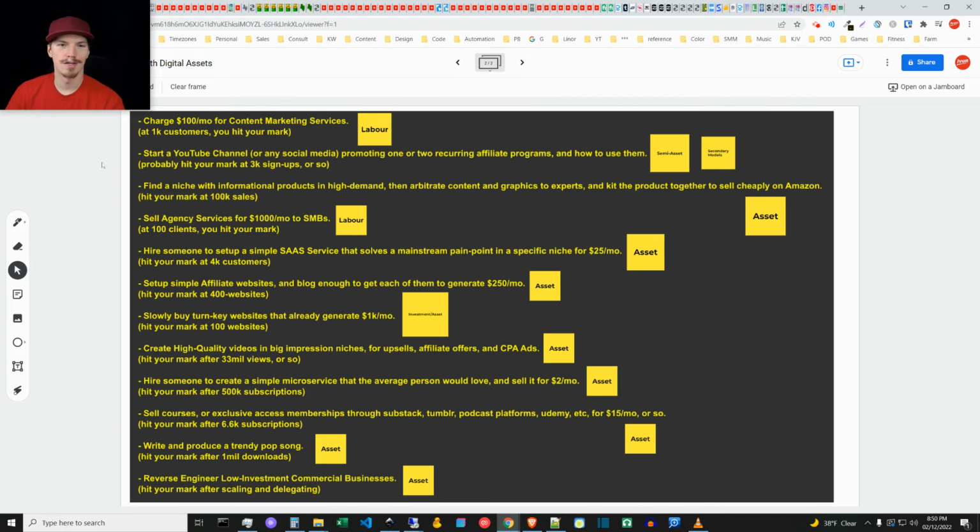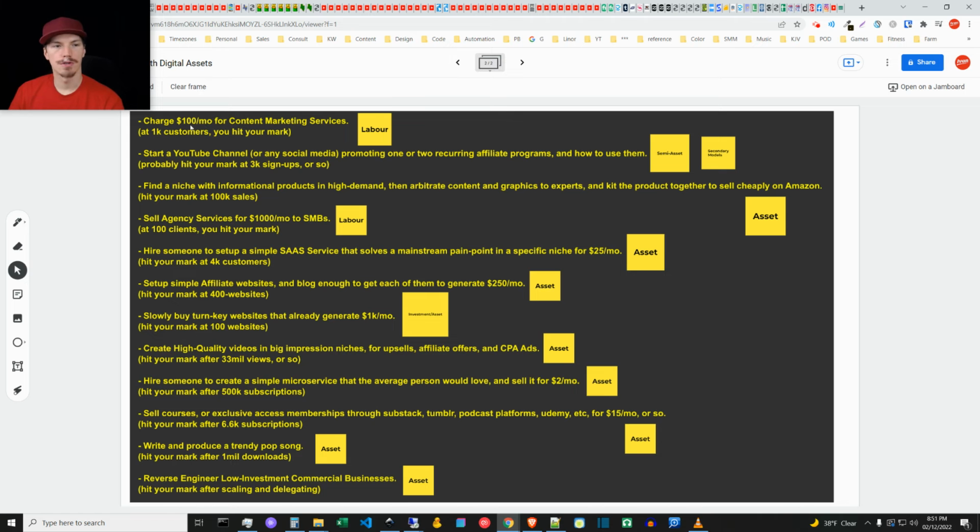So again, the question is how to make money online with digital assets. And that's really what I want to focus on. This first service: charge $100 a month for content marketing services to 1K customers who hit your mark. So that's 100 grand a month, and in a year that's $1 million. Sounds simple. But it's a labor-oriented method.